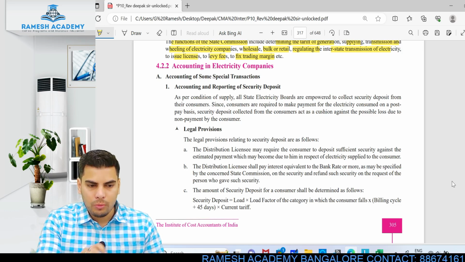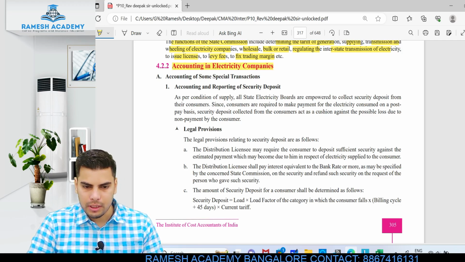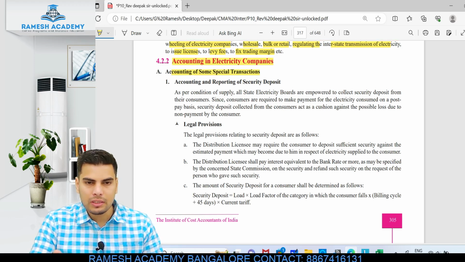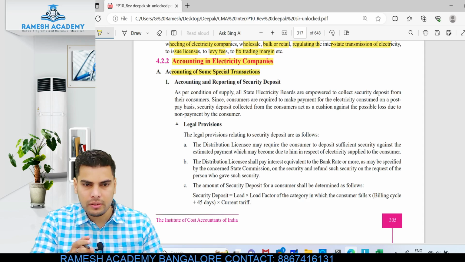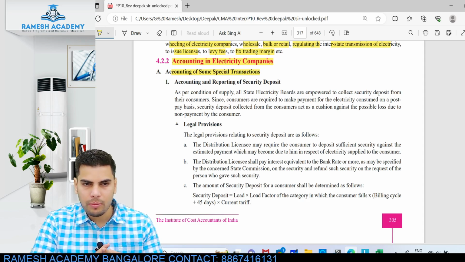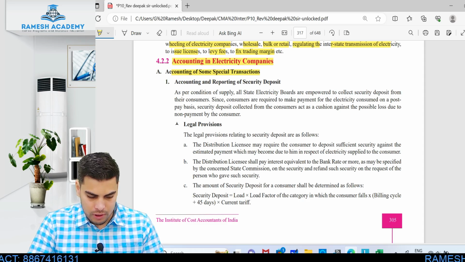Alright, so let's talk about the important aspect relating to this chapter, that is accounting for electricity companies. So, accounting of some special transactions. Just like how we discussed accounting for some special transactions when it comes to a banking company, remember? Interest on deposits, if it is doubtful, how exactly are we supposed to treat it? Rebate on bills discounted, how exactly are we supposed to treat it? Secured and unsecured loans, how exactly are we supposed to show them in the financial statement? Same way, even over here, we'll be discussing a few special transactions.